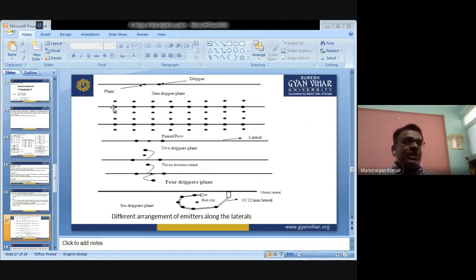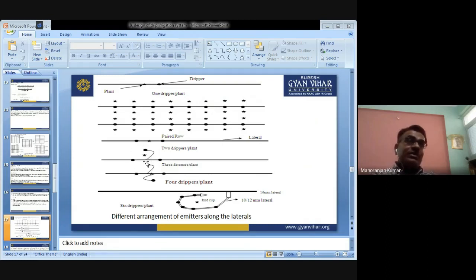One lateral will deliver water to the plant. Now there are two drippers per plant. Here this is the plant, and these are the two emitters. This is the lateral. There are three drippers per plant. Here is one plant, and this is the lateral, and these are the drippers: one dripper, two dripper, and through one micro tube, a plastic tube, which you can fix on this main lateral, and at the end of this micro tube you can connect the other dripper. So this is three drippers per plant.